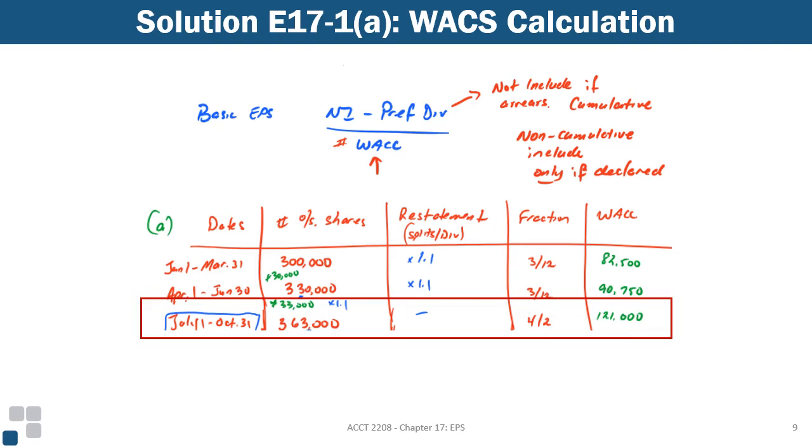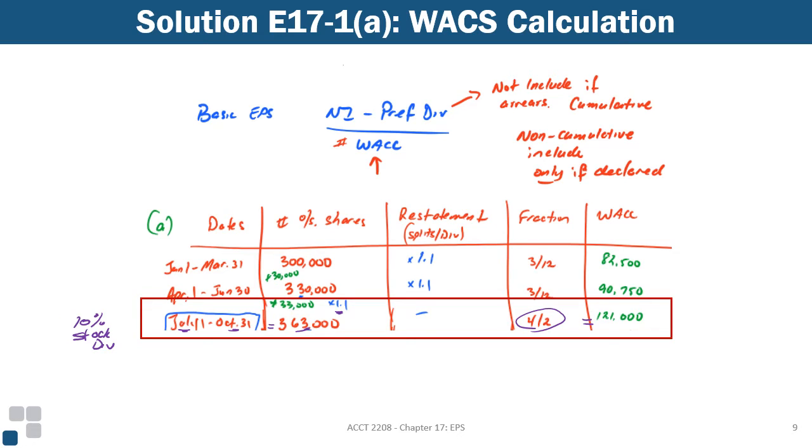Then on July 1st, that's where there's a 10% stock dividend. And so when we take 330,000 and multiply by 1.1, which is an additional 10%, we end up with a total of 363,000 shares. And those shares are outstanding for the period of July 1st to October 31st, and that's a period of 4 months. Now we can include the restatement. So at this point, 363,000 shares times 4 over 12 is 121,000 shares.